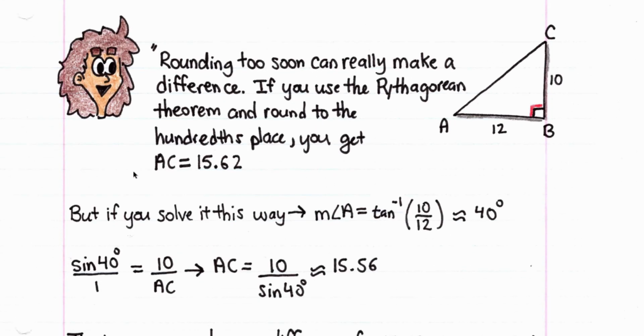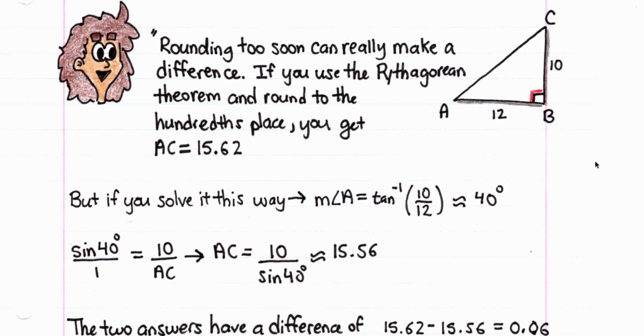Rounding too soon can really make a difference. If you use the Pythagorean theorem and round to the hundredths place in this picture, you're going to get about 15.62. But if you solve it this way, the measure of angle A is the inverse tangent of 10 over 12, and that's approximately 40 degrees. The sine of 40 degrees over 1 is equal to 10 over AC, opposite over hypotenuse. Cross multiply, AC is 10 divided by sine of 40, which is 15.56.